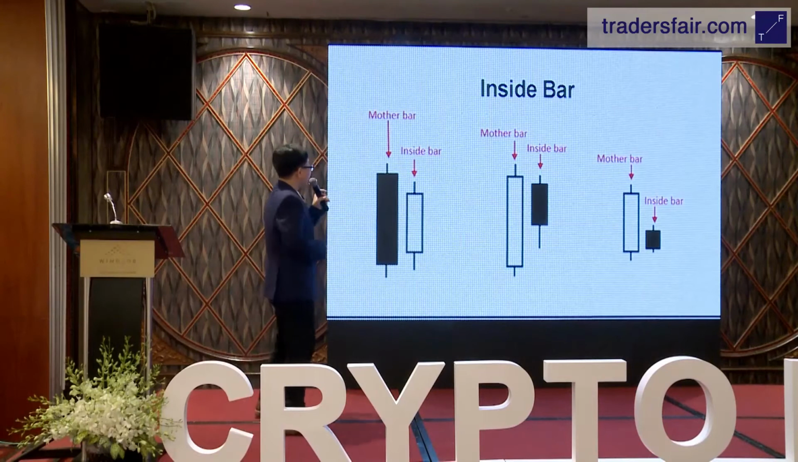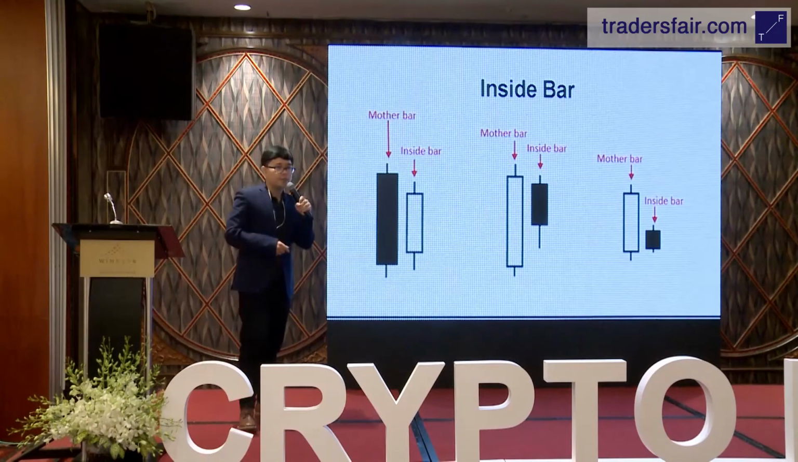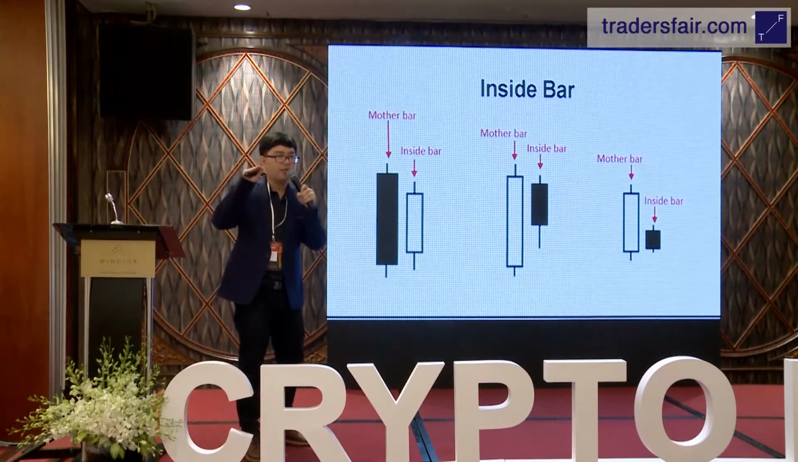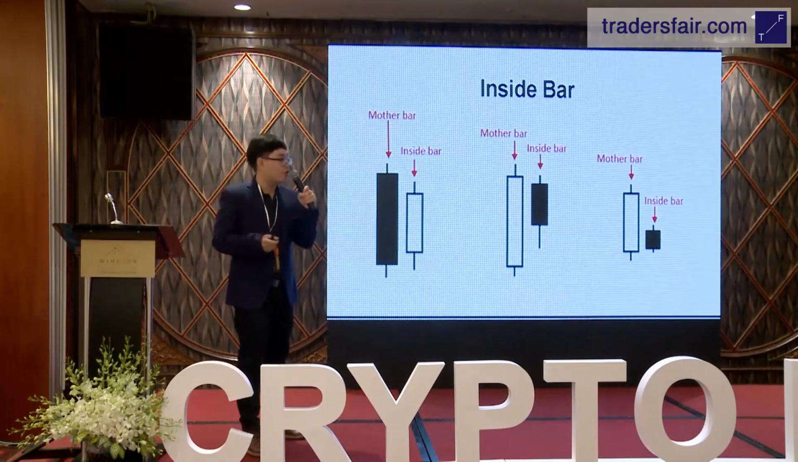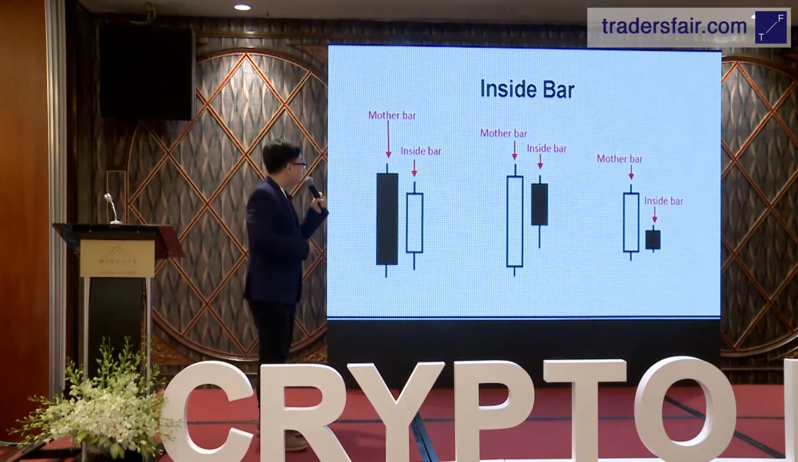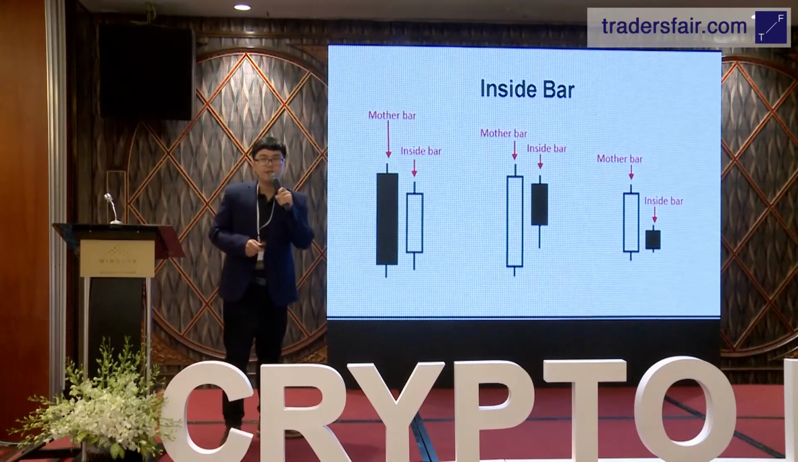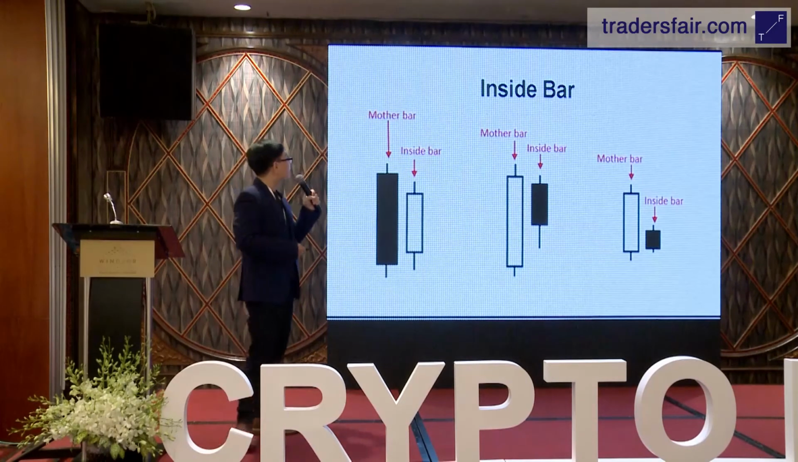The inside bar tells us that the market is pausing or moving sideways. Imagine a compressed spring. When you push it down and then it spreads out, it spreads very far and very strong. See that? This inside bar is one kind of the Darvas box from the master Nicolas Darvas, a master stock trader from the 20th century.